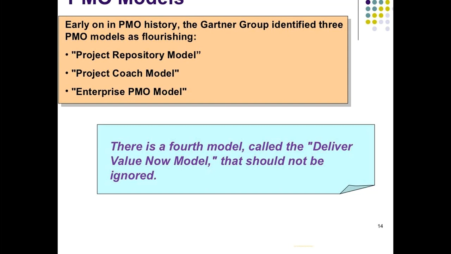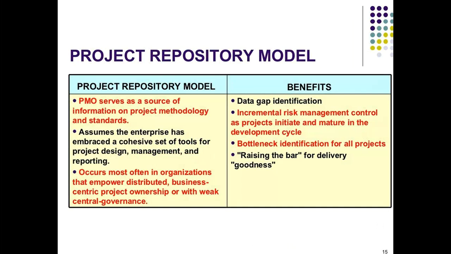management office. So early on in project management history, Gartner Group identified 3 PMO models that are flourishing when you implement it. So the project repository model, project coaching model, and project enterprise model. So there is a 4th model called the deliver value model, and that should not be ignored as well.